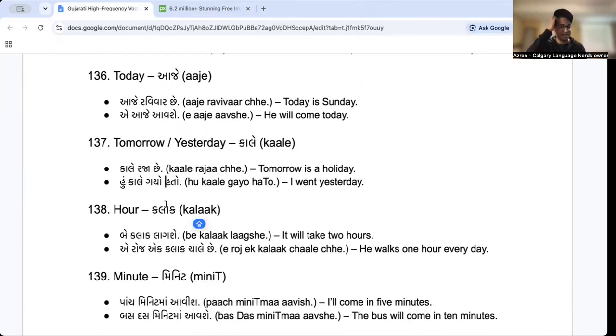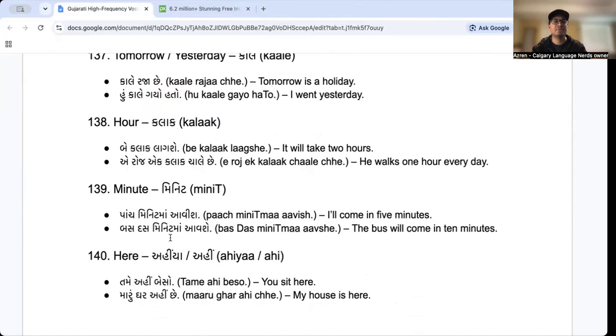So again, what tells us if kale means tomorrow or yesterday? We just look at the verb. If it's in the present tense or future tense, then it means tomorrow. If it's in the past tense, like gayo hato, for example, then it means yesterday. The word for hour, like 1 hour, 2 hours, 3 hours, is kalak.